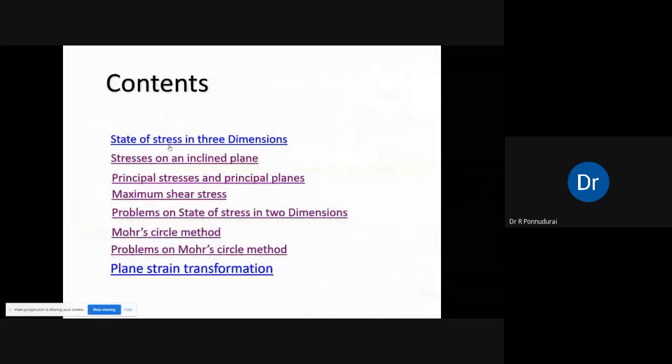We started out with the state of stress in three dimension, sigma 1, sigma 2, sigma 3. Then we came back to two dimensional. The Z component of stresses is always zero, that is plane stress case. For stresses on a plane, we derived the expression. Then we derived the formula for principal stresses and its plane, and the maximum shear stress also. Then problems on state of stress in two dimension. We took a simple problem and calculated the state of stress at any given plane. The same problems we checked with the Mohr circle method. How to draw the Mohr circle, derivation of the Mohr circle, then we solved the same problem using the Mohr circle also. That's all. Thank you. Any question from the audience?